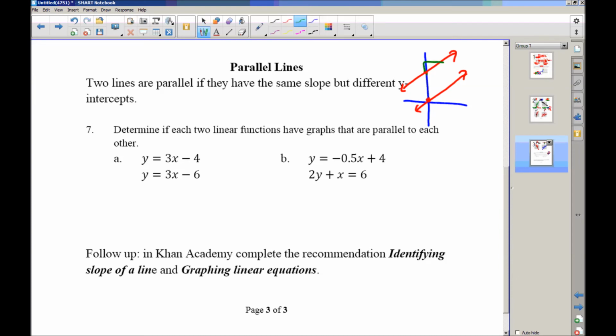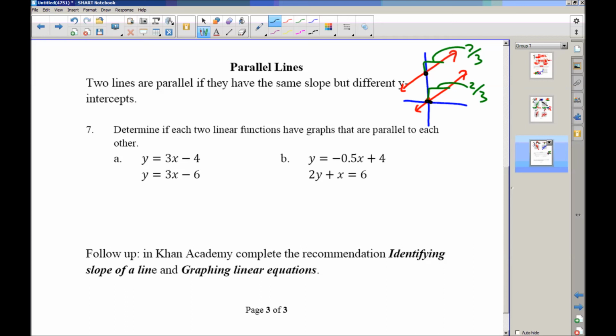So the same slope tells me their steepness value. Maybe this is a slope of 2/3. Then this one would also have a slope of 2/3. And then they have different starting places. So this one started at the origin, and this one started someplace above. Okay. This means they'll never cross, because they're going to keep going up at the same rate and over, and they started in a different place.